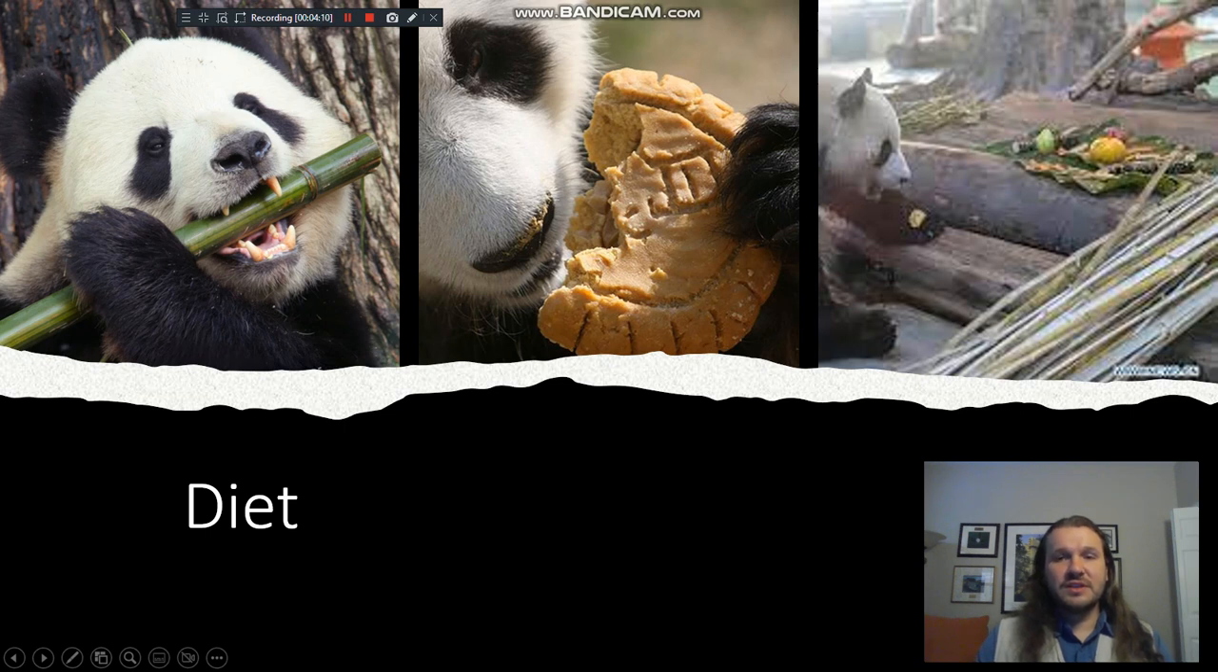Now, in the zoo or human care or sanctuary setting, while they are fed bamboo constantly, their diet is also supplemented by a biscuit, which has been formulated to meet all their nutritional requirements, as well as some delicious fruits and vegetables. Continuing on.